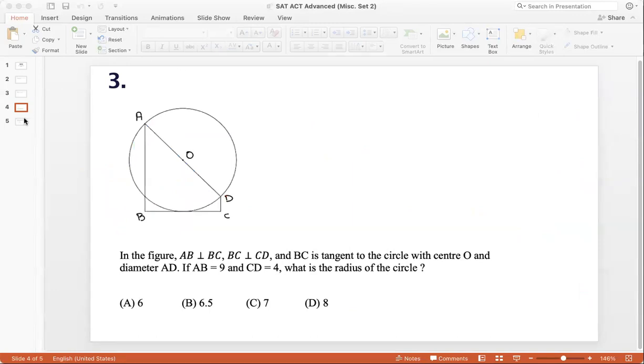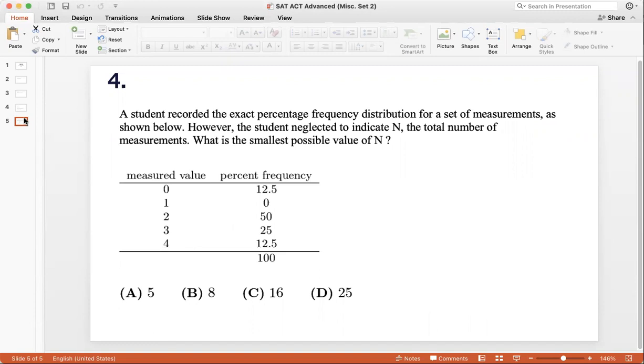Okay, let's go to the next problem. A student recorded the exact percentage frequency distribution for a set of measurements as shown below. However, the student neglected to indicate n, the total number of measurements. What is the smallest possible value of n?